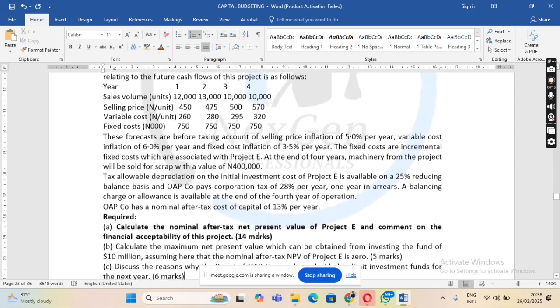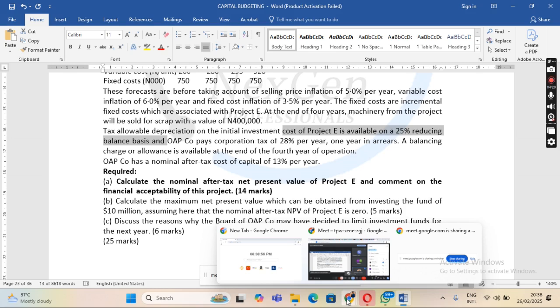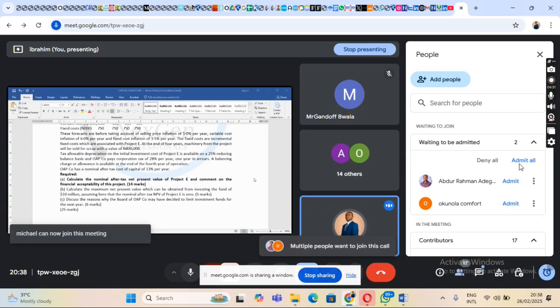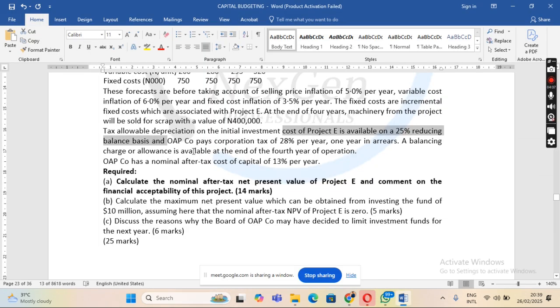Now, tax allowable depreciation on the investment cost of the project is available on project E on a reducing balance method, which means that the initial cost of project E will be reduced, right? Pay corporate tax of 28% per year, 1 year in arrears, which means that year 1 tax will be paid in year 2. A balancing charge or allowance is available at the end of the 4th year of operation.